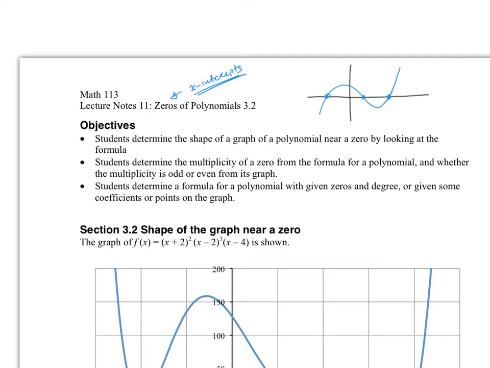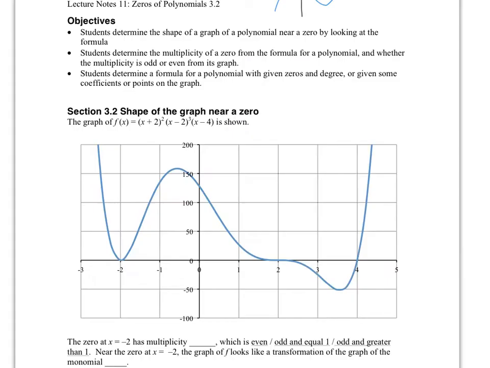So let's start with multiplicity and how it does affect the shape of the graph near the 0 or the x-intercept. Here we have the function f of x, and this is the actual graph of the function. Okay, so you can see that this one has 3 zeros, one at -2, one at 2, and the other one at 4.